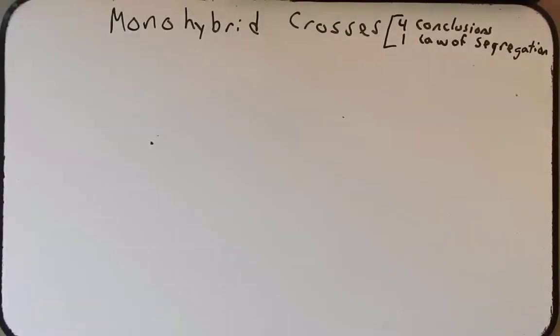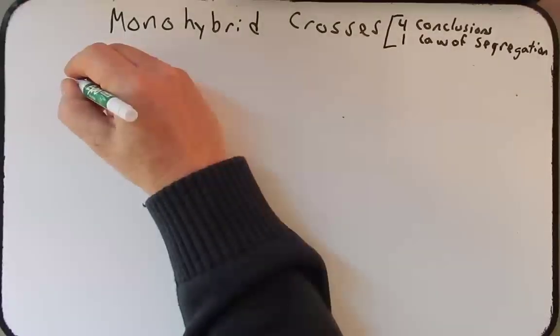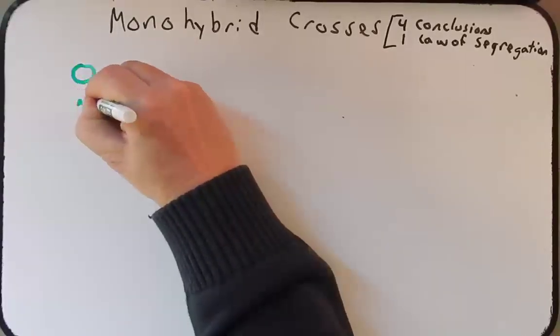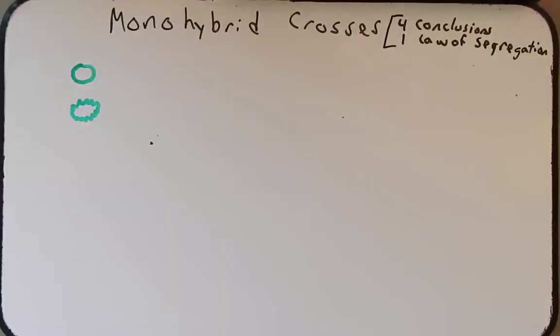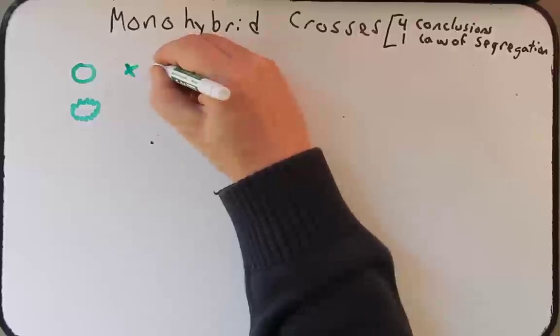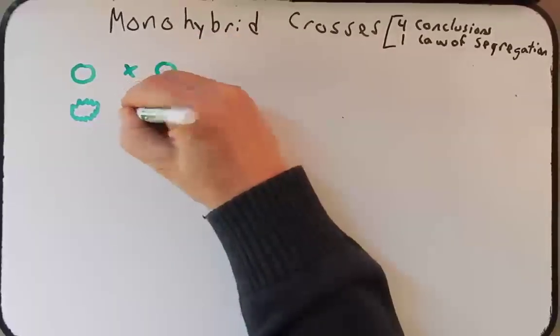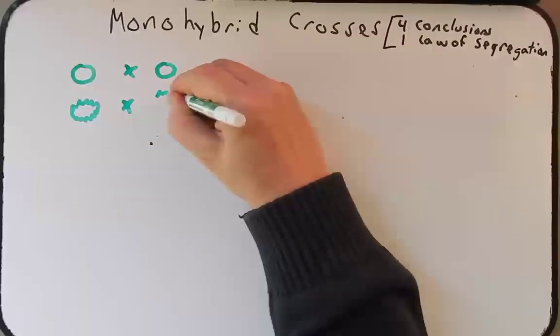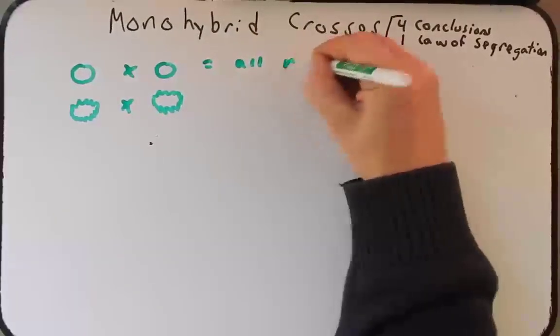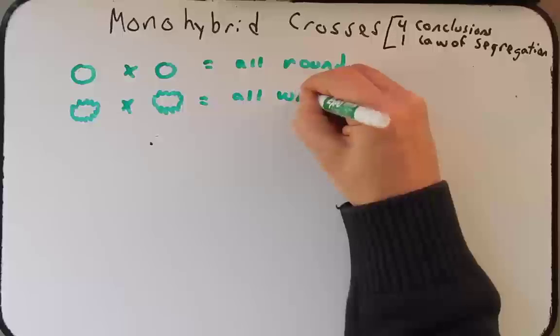So let's look at Mendel's first cross. We're going to talk about pea plants that had round seeds and pea plants that had wrinkled seeds. And what Mendel knew, as well as anybody else in this day, was that if you took 2 pure breeding round pea plants or 2 pure breeding wrinkled pea plants, you would get all round, or you would get all wrinkled with the second cross here.